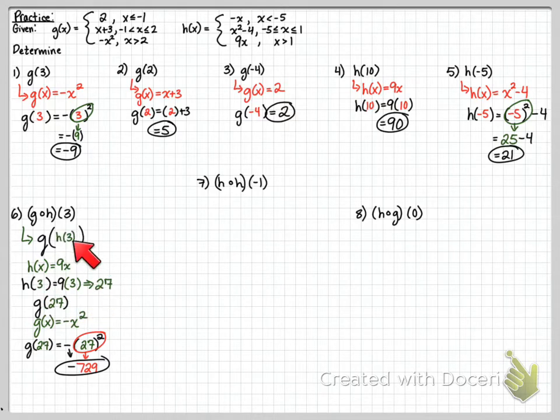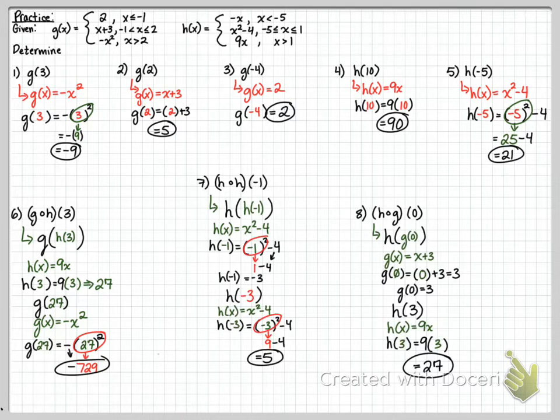I plug 27 back into here. And I'm going to say g of 27. So 27 is greater than 2, so I'm going to use g of x equals negative x squared. Remember to bring down that negative, plug in just the 27 to the parentheses. 27 squared is 729, and then bring down that negative.